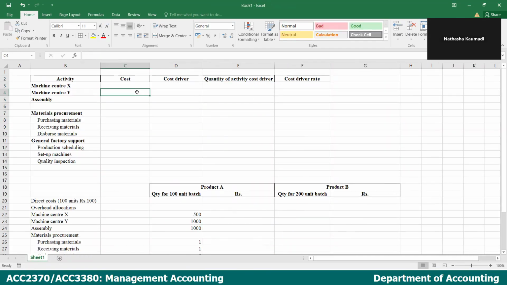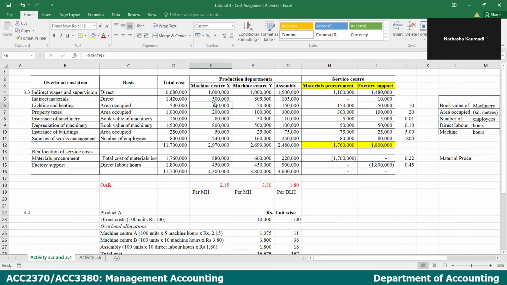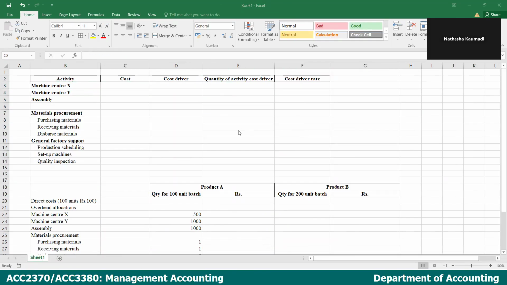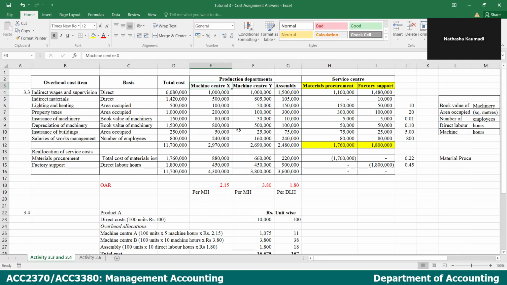So here we can't calculate the cost again. We can take this cost directly from the previous answer. That's why I told you we need to have that answer with us. Now, think about the answer since you can't tell me the answer. What is the cost of this machine center X? Now we have to write the cost of machine center X. What is the cost of this machine center X? Is it 2.97, or if you take the total of the cost 2.97, or after taking material procurement and factory support cost here, the portions, or is it 4.3 million?